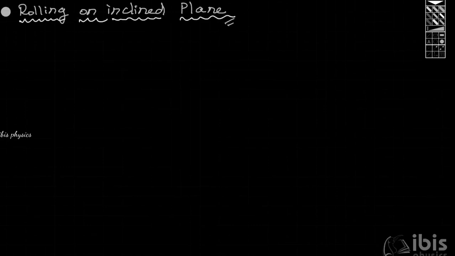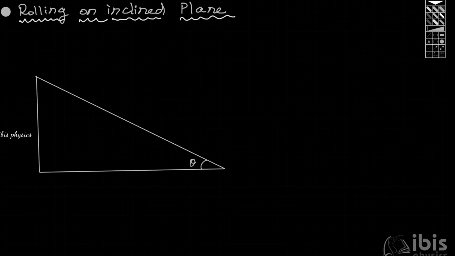Actually, in this video, we'll be finding out the acceleration of an object rolling down an inclined plane. We already know that if you have a mass m and you leave that mass under gravity, the acceleration downwards is equal to g, acceleration due to gravity. In laws of motion, we had already studied that.